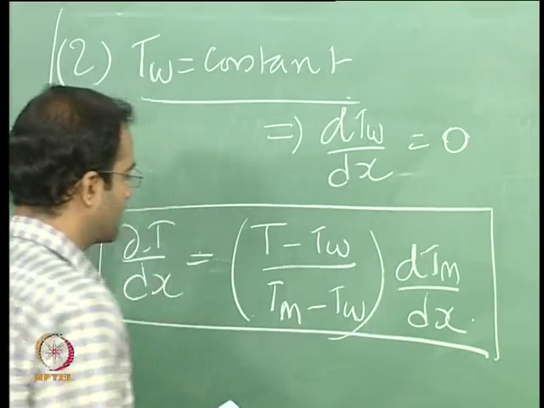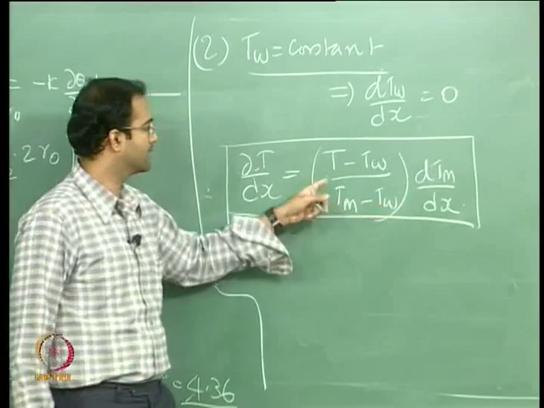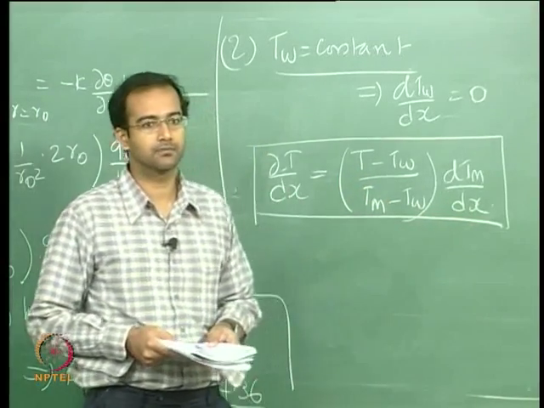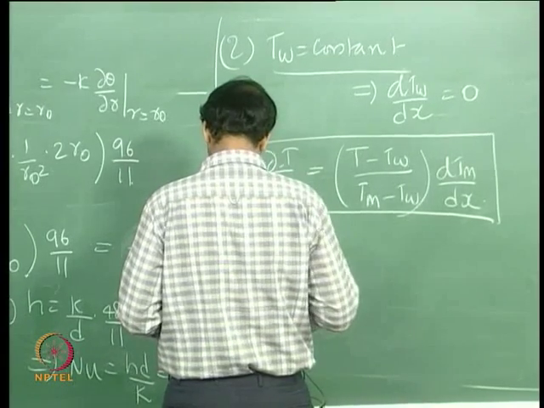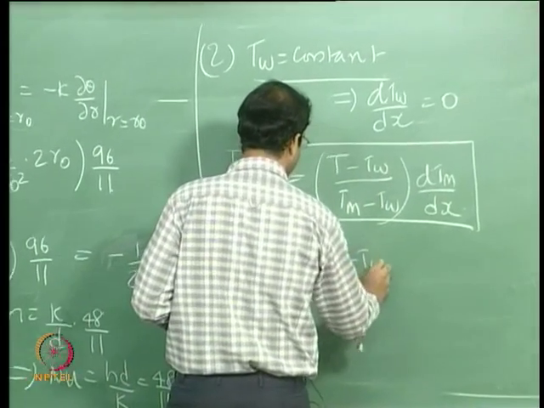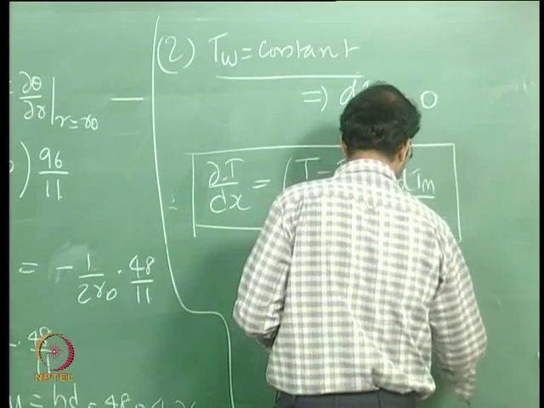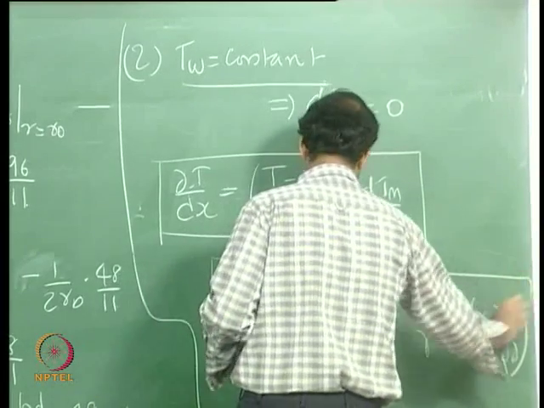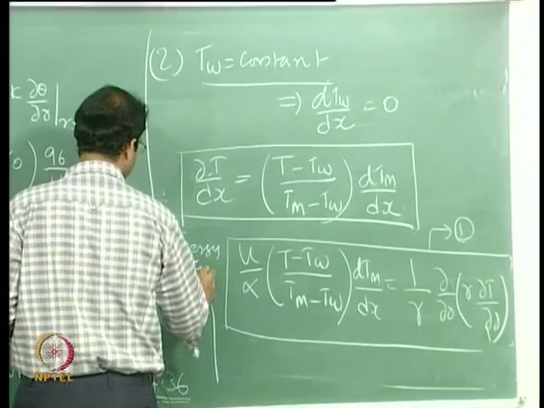So now this is your approximation for dT by dx, right. Of course your mean temperature is only a function of x, but this T here is a function of both x and r. So now if you substitute this into the energy equation, what happens? In your energy equation on the left hand side you have u by alpha into dT by dx, and in place of that I am going to substitute this particular expression, T minus T wall by Tm minus T wall into dTm by dx. So this is equal to of course 1 by r d by dr into r dT by dr. Now this is what you need to solve, let me call this equation number 1. So this is the energy equation which you need to solve to find the temperature profile.